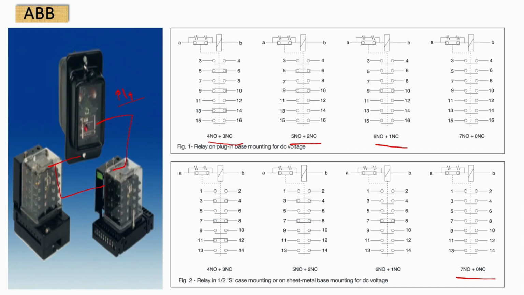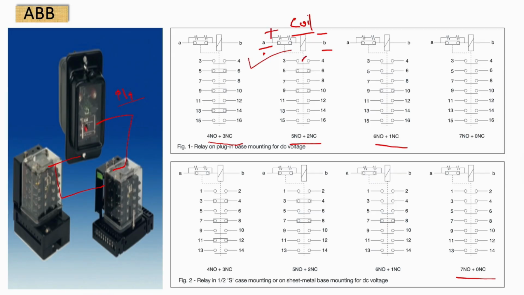We can purchase it, we can install it. For example, we'll talk about this master trip relay. So here are A and B. This is the coil, friends. And to energize the coil, we need positive and negative. These 3, 4, 5, 6, 7, 8, these are all contacts.